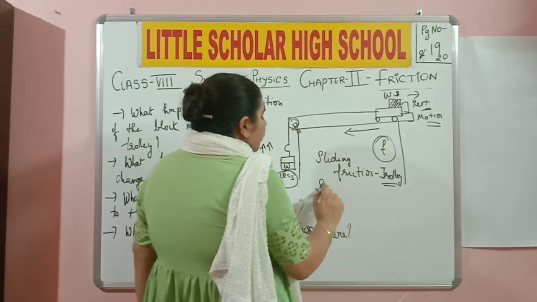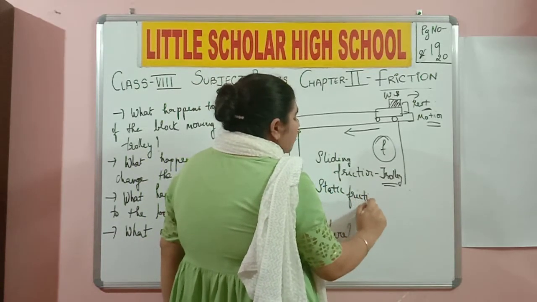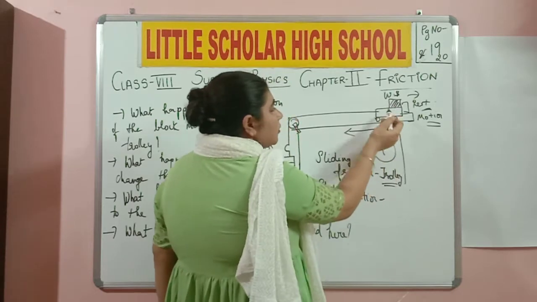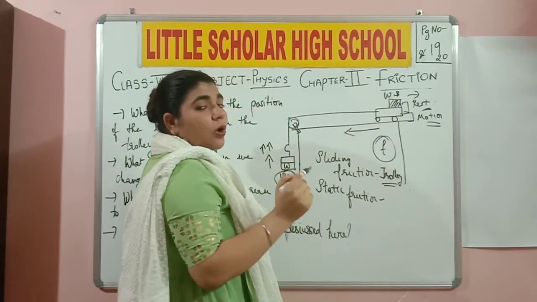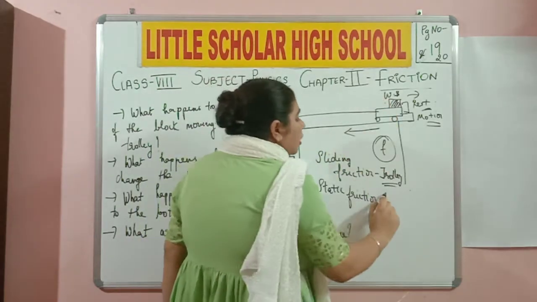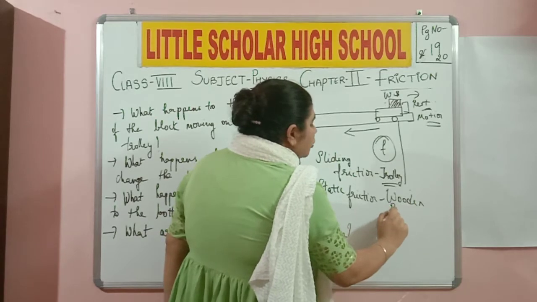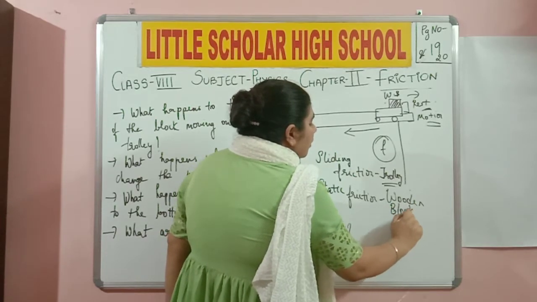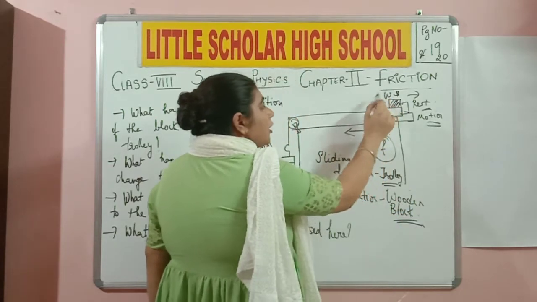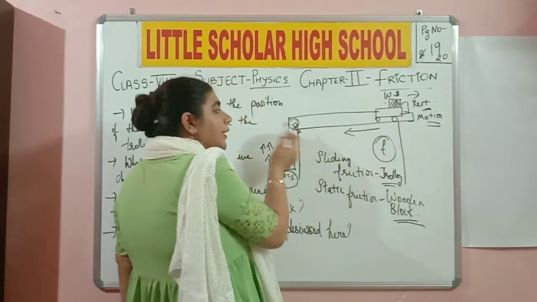What is static friction? Static friction is observed in objects when they are kept at rest with respect to other objects. Which object is at rest with respect to another over here? It is the wooden block. So it is the wooden block which is going to experience static friction because it is at rest with respect to the trolley which is already moving in sliding friction.